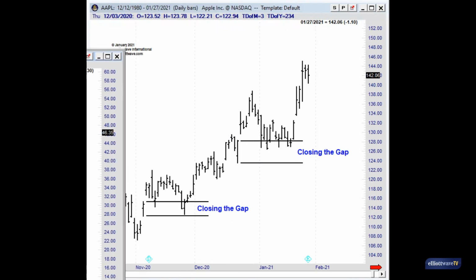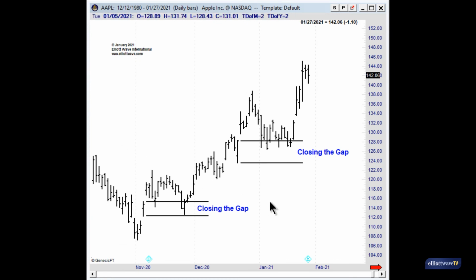Another thing that gaps offer us would be trading opportunities. Now, this is a classic trade setup based on price gaps that I talk about in Trader's Classroom, called the closing the gap trade setup. This occurs whenever you see prices gap up in one direction, and then shortly thereafter we move back into the range of the bar preceding the gap. We see this here in Apple. It occurred in late November, and then again it occurred early in January.